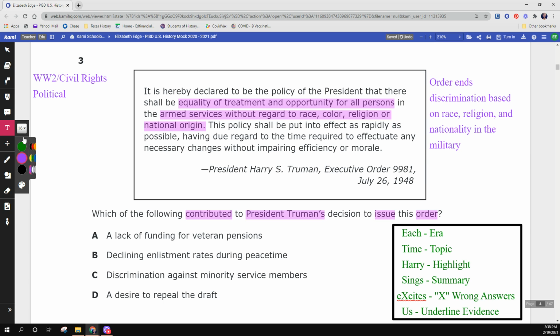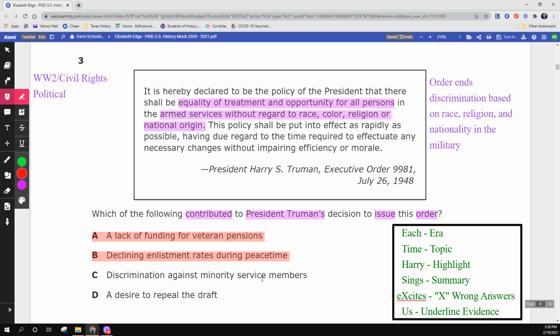So when we go to eliminate our wrong answers, let me pull up red. All right, a lack of funding for veteran pensions. Well, that's not what this is about. Okay, we're not talking about giving money to veterans here. Declining enlistment rates during peacetime. We're not talking about an increase or a decrease in who's joining the military here.